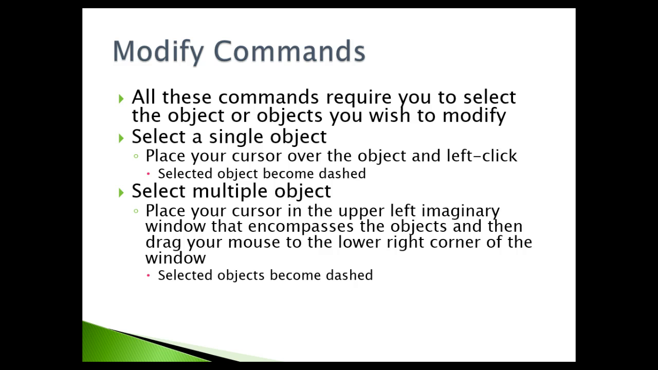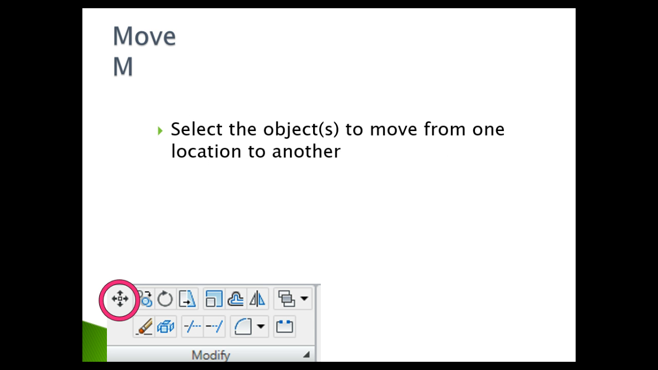You can select single objects, you can select multiple objects, and you can do this using a window on your screen or just clicking multiple things. You can select them first and then modify them, or you can choose the modify command first and then go and select the objects that you want that particular command applied to. So it kind of works either way, that's fine. So the first command we'll talk about is the move command.